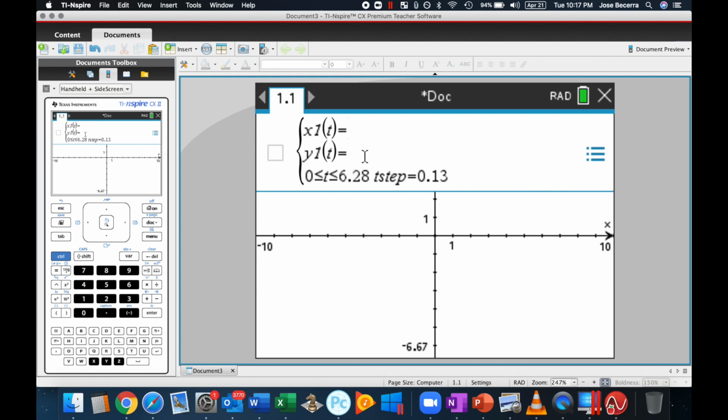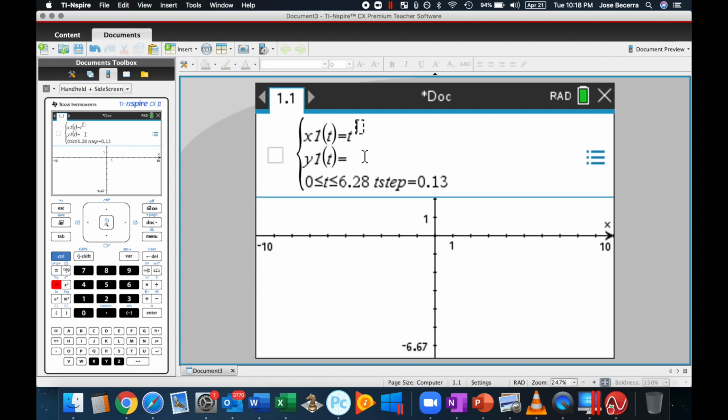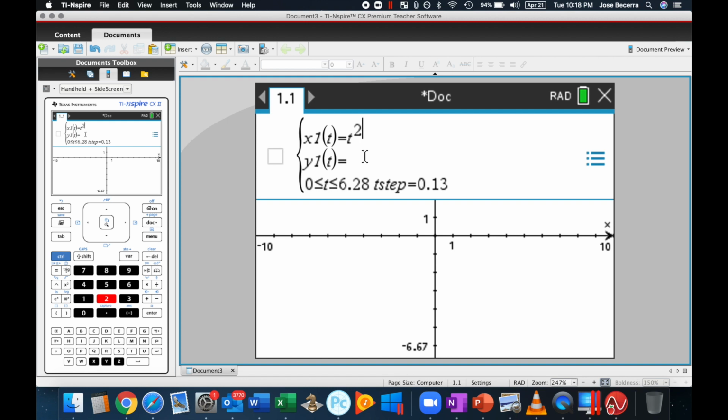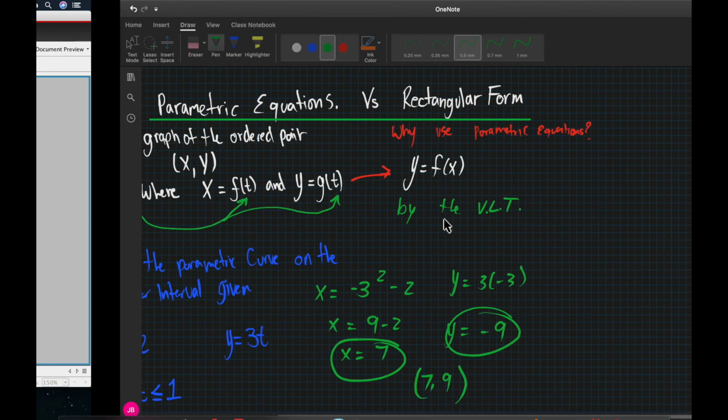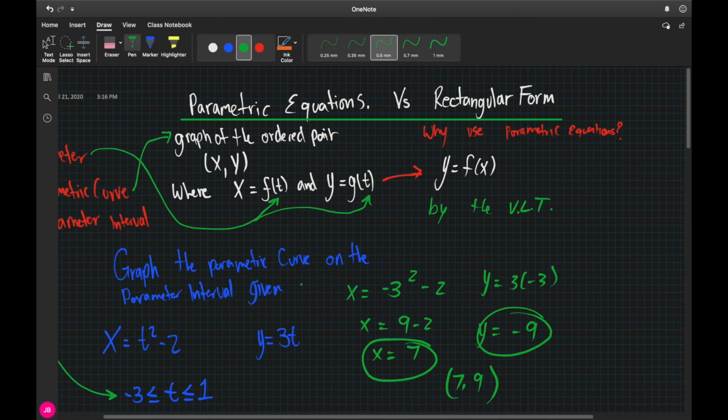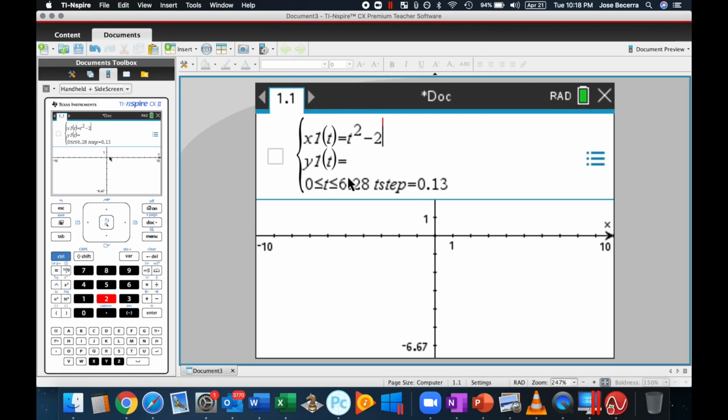So the function of x was t to the power of 2 minus, was it 2? Yes, it was, minus 2. And then my y value was going to be 3 times t. And we also have to go ahead and fix our interval.